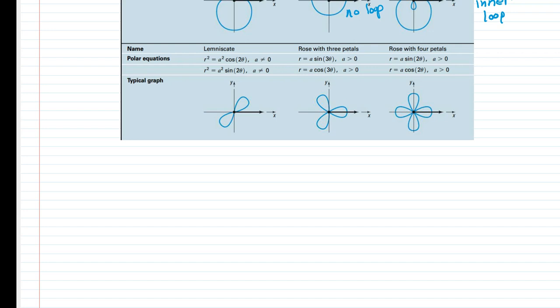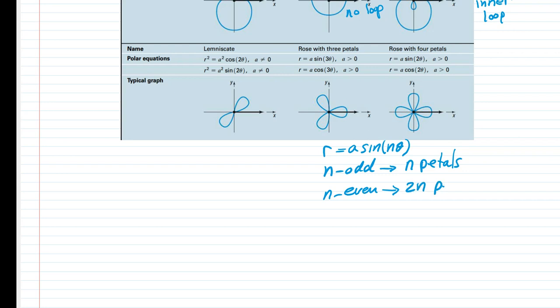Then we come to roses, in both forms: sine 3 theta and sine 2 theta, or cosine 3 theta and cosine 2 theta. In general, any equation in the form r equals a sine n theta is going to be a rose. If n is odd, the rose will have n petals. Remember, a rose petal is just a single part right in here. If n is even, it's going to have 2n petals. So for example, sine 4 theta is going to have 8 petals, and cosine 6 theta is going to have 12 petals.